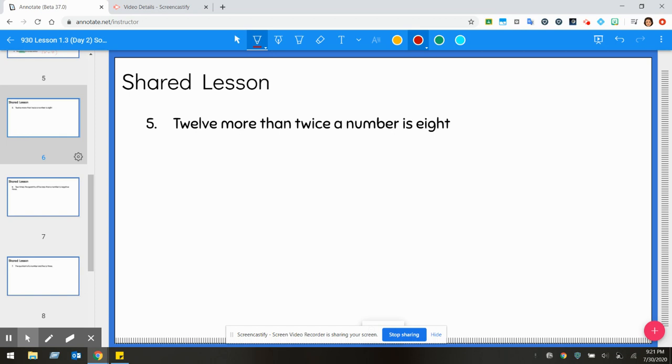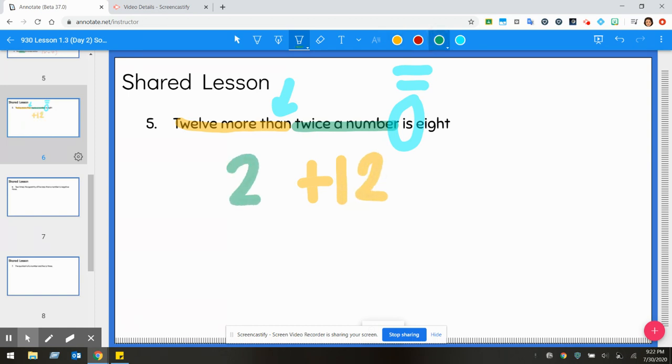So 12 more than twice a number is 8. So I have 12 more than twice a number. "Is" always indicates equals. Okay, so 12 more than, remember that keyword than as well. So that's going to be 12 more than twice a number, which is 2 times a number, is my equal sign, 8. So my equation that I'm going to solve is 2x plus 12 equals 8.